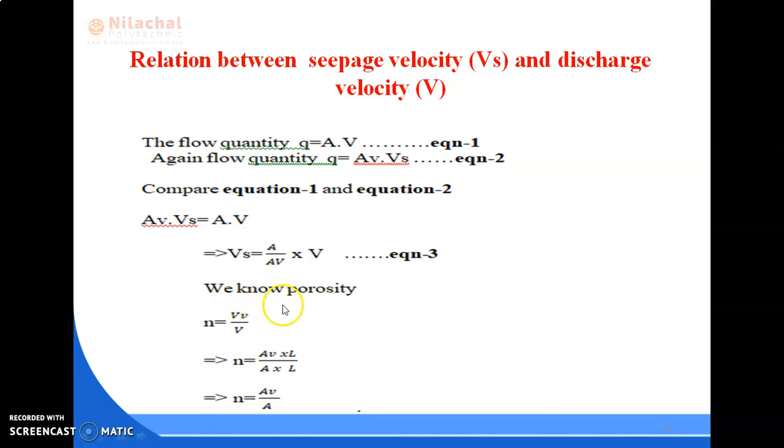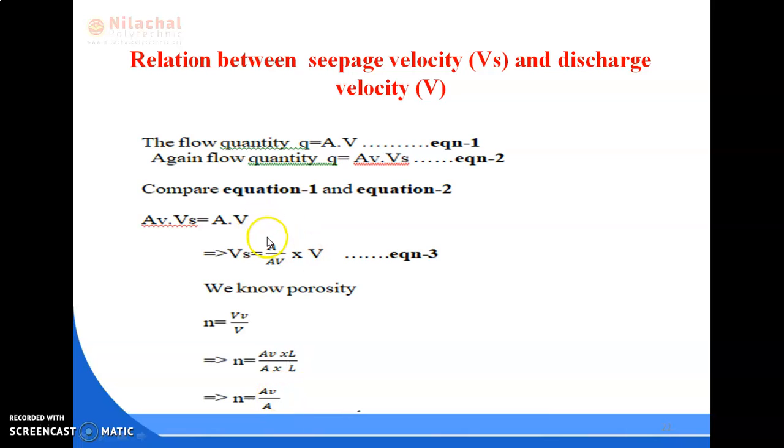Again we know that porosity n equals Vv by V. So in place of Vv, the volume of void, we can write area of void into length. We convert it: Av into L by volume. Volume means area into length. So length cancels, which implies n equals Av by A.